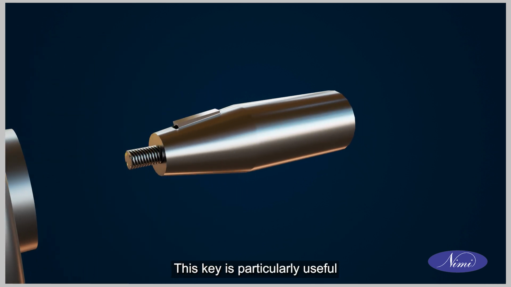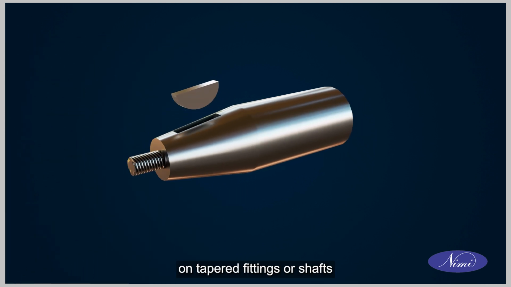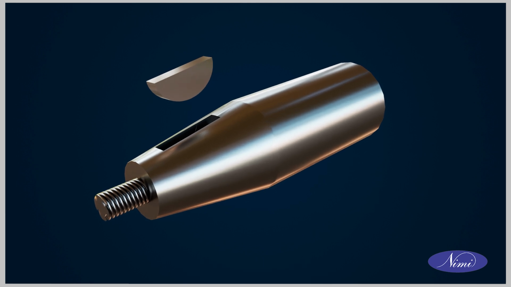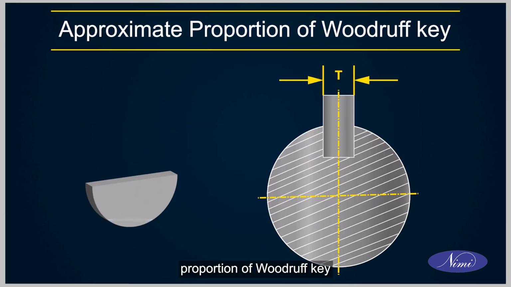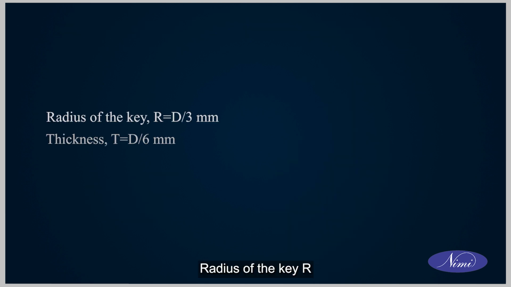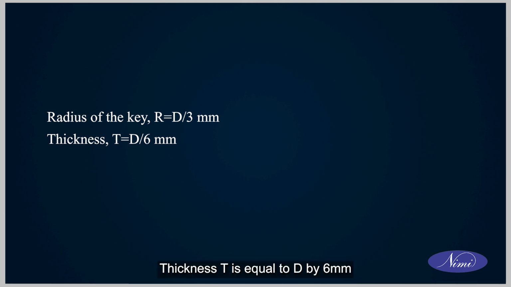This key is particularly useful on tapered fittings or shafts. Let us learn about the approximate proportion of Woodruff key. Radius of the key R is equal to D by 3 mm. Thickness T is equal to D by 6 mm.